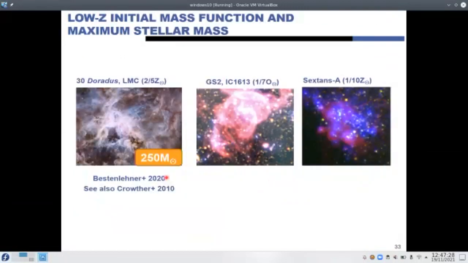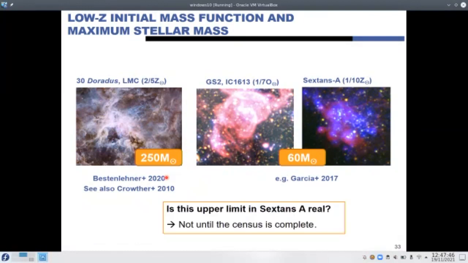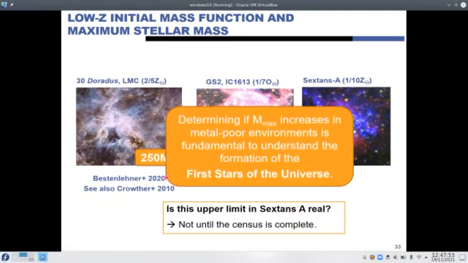In IC-1613 and Sextans A, there are environments that could be analogs to this Tarantula Nebula. But in these galaxies, we are finding this upper limit of 60 solar masses. So this is something to worry a little bit about. Not totally, because the census is not complete. We are working on this. But if we cannot establish that the maximum stellar mass that can be formed increases with decreased metallicity, we could be in danger for the simulation of the formation of the first stars of the universe.